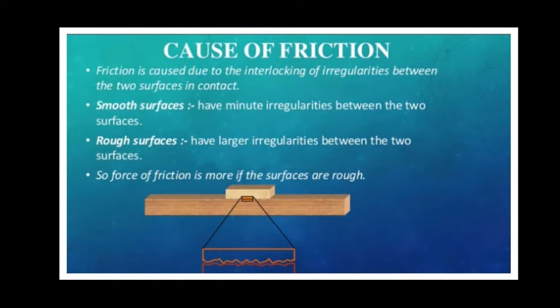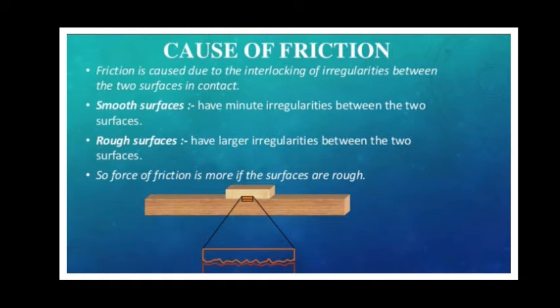and because of this only, friction arises. Smooth surfaces have minute irregularities between the two surfaces. If they are rough, they will have larger irregularities. As you can see in the picture, there are two objects, the rectangular wooden box and the square wooden box. If you enlarge them microscopically, these are the irregularities which will be shown there. So the force of friction is more if the surfaces are rough. As roughness increases, frictional force increases. If the roughness decreases, friction will decrease.